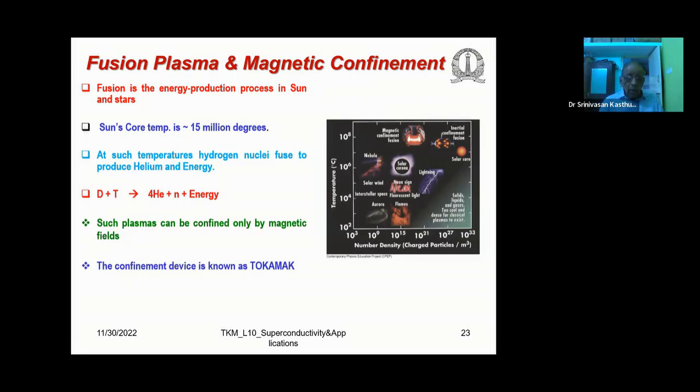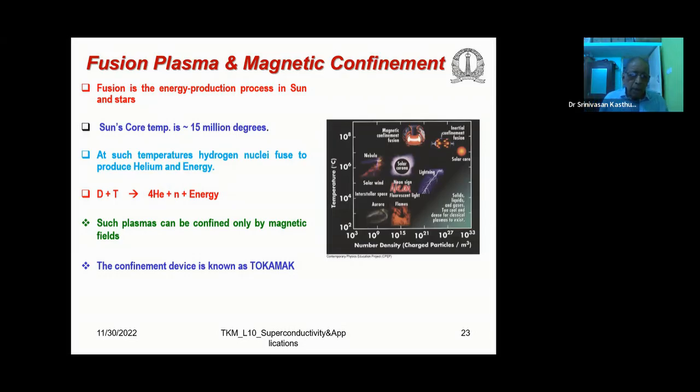Now, if you want to have the plasmas generated and the reactions to take place, you require what is called external magnetic fields. You essentially require a magnetic cage. This was conceived by a Russian scientist and this is now called tokamak. What is a tokamak? It is a confinement device based just on magnetic fields.